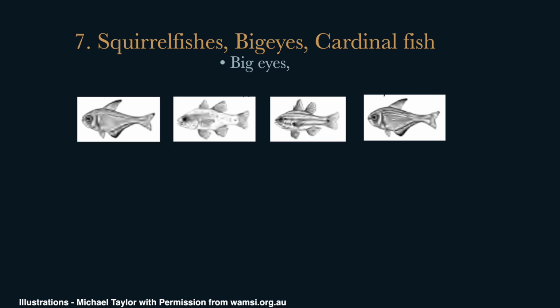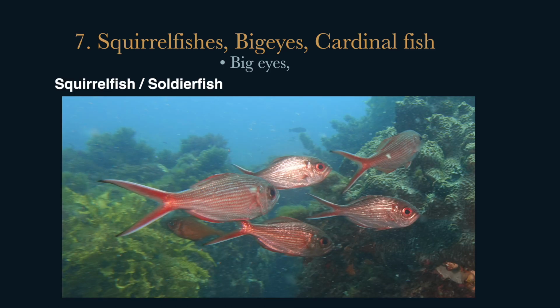Group 7 are squirrel fishes, big eyes and cardinal fish. Most of these fish have big eyes, most of them school, most of them have upturned superior mouths. A number of species of squirrel fish can be found. Usually they live deeper but can occasionally be found shallow.